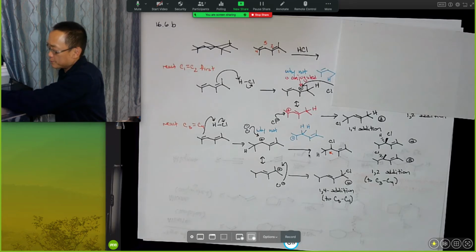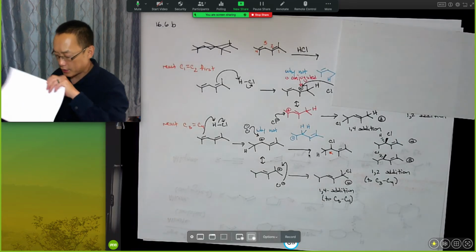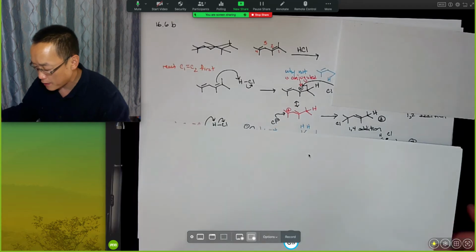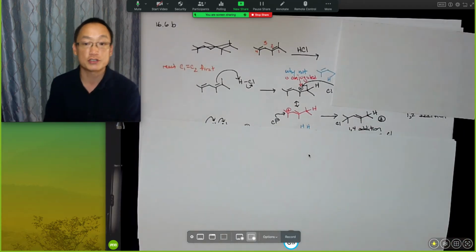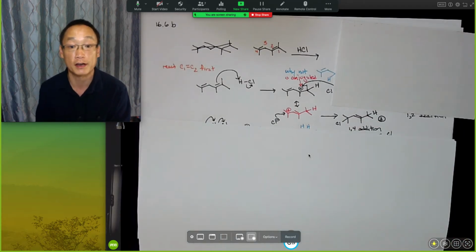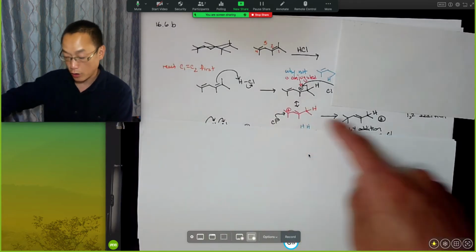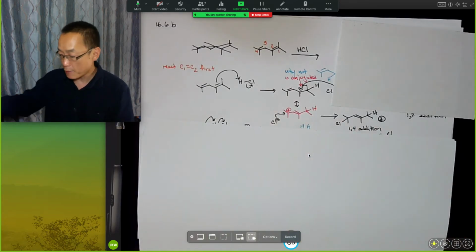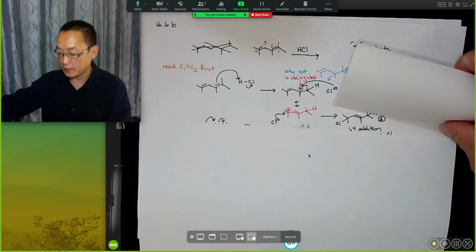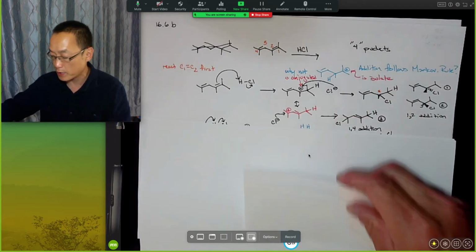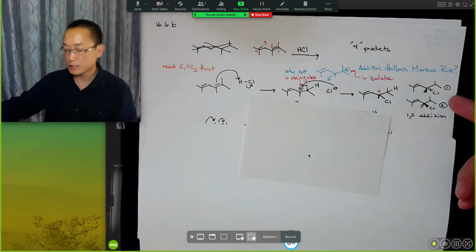Provide a mechanism from scratch. I won't give you anything to help you whatsoever. You provide a mechanism that leads to this product right there, and you would have to draw all of that stuff. Maybe I would say complete the mechanism that leads to the formation of these 2 products.